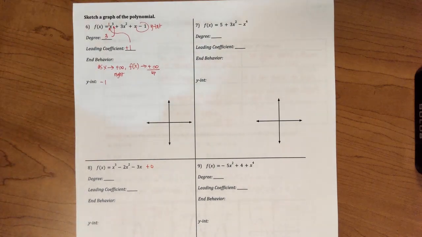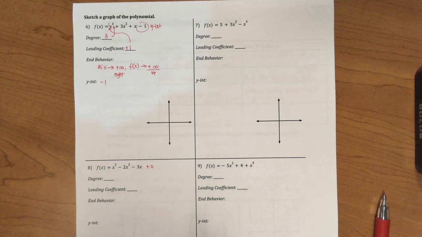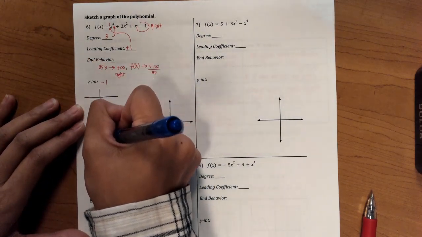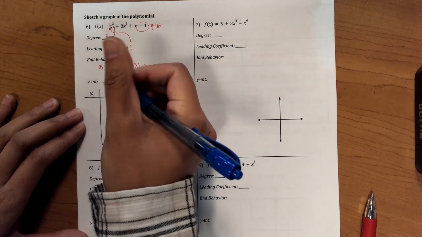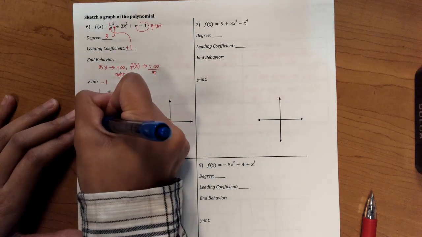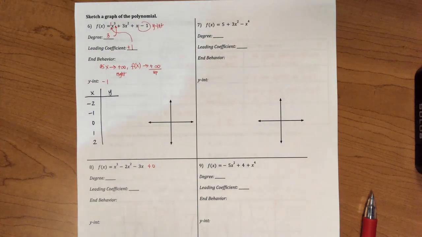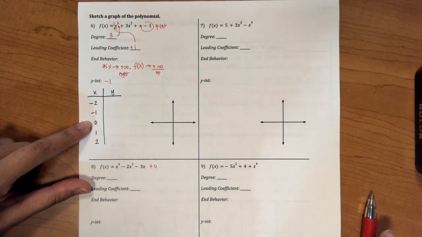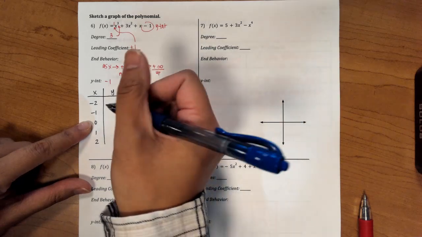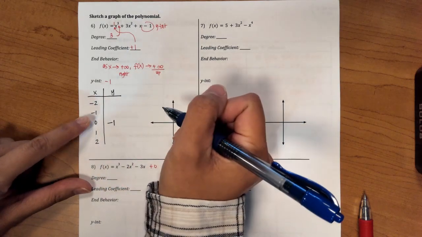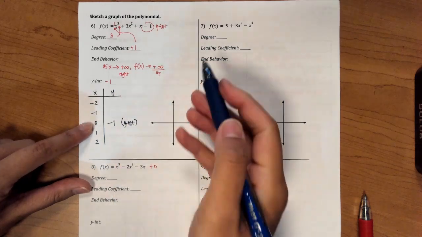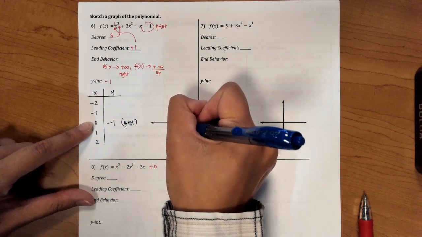Okay, this next part, I didn't write this in, but on the test or quiz, there will be a place for you to fill in your x and y values. I'm going to go -2, -1, 0, 1, and 2. Now, if I plug in 0, hopefully you remember that 0 always goes with your y-intercept. If I plug in x equals 0, that gives me my y-intercept. So I can plug that in right away. That's here.